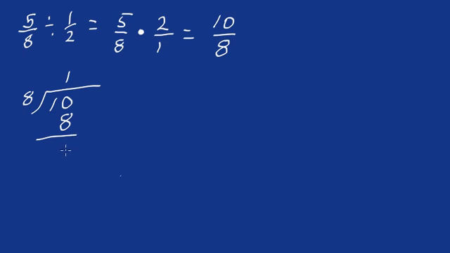Then we're going to have a remainder of 2. So we have a remainder of 2. So this is the same as saying 1 and 2/8. Now we probably shouldn't leave 2/8, so we're going to change that. We're going to divide this out and make it 1/4.